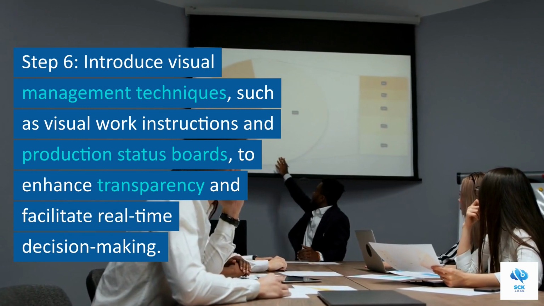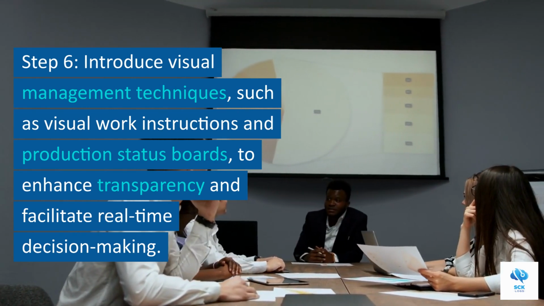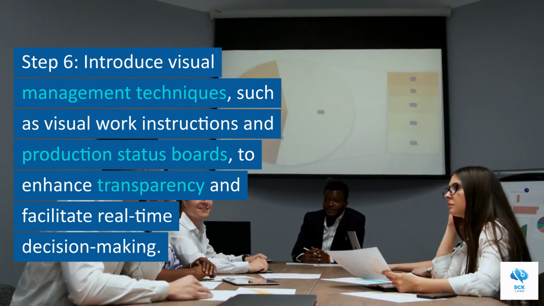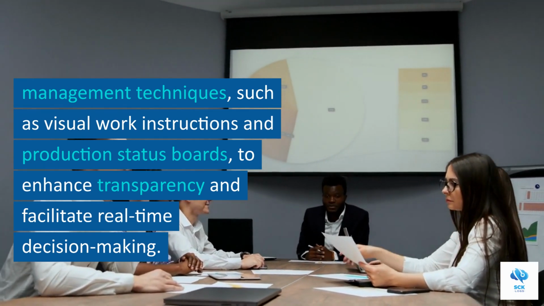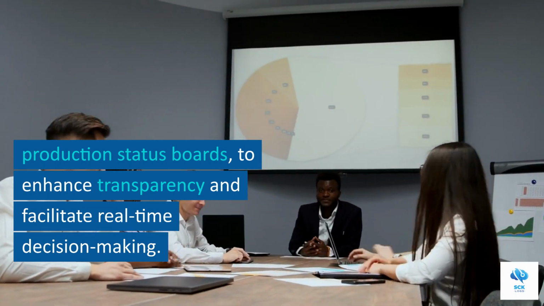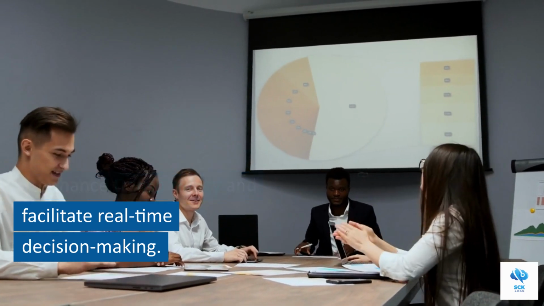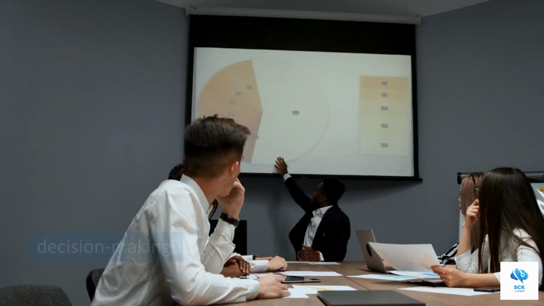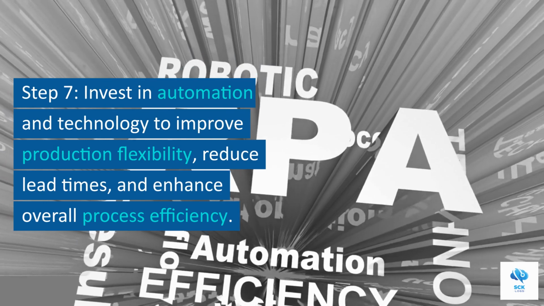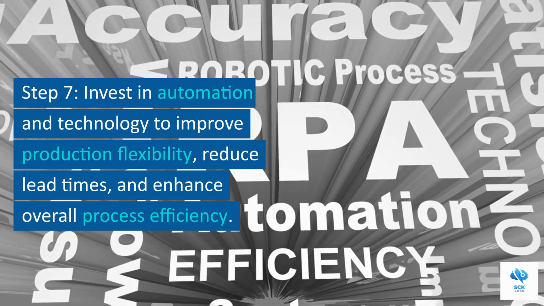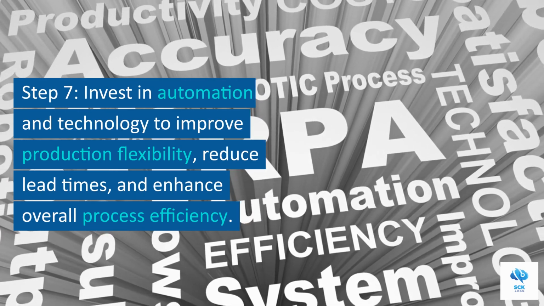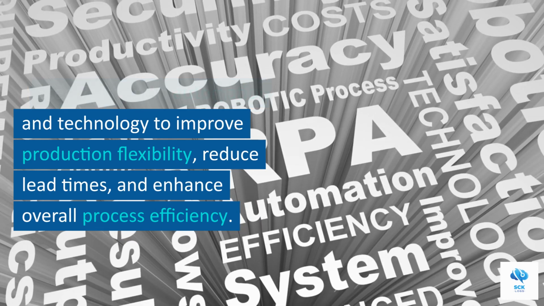Step 6. Introduce visual management techniques, such as visual work instructions and production status boards, to enhance transparency and facilitate real-time decision-making. Step 7. Invest in automation and technology to improve production flexibility, reduce lead time, and enhance overall process efficiency.